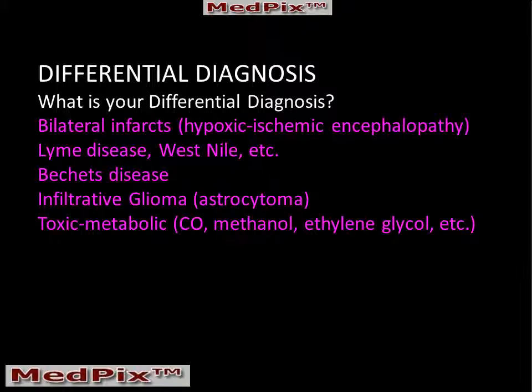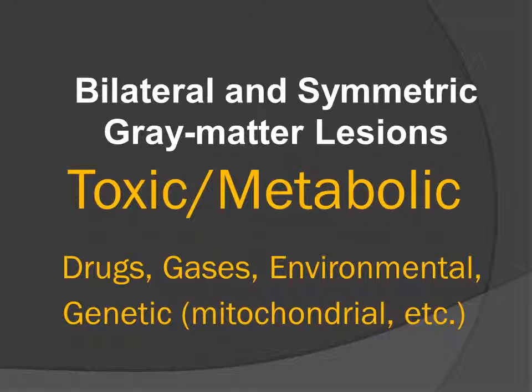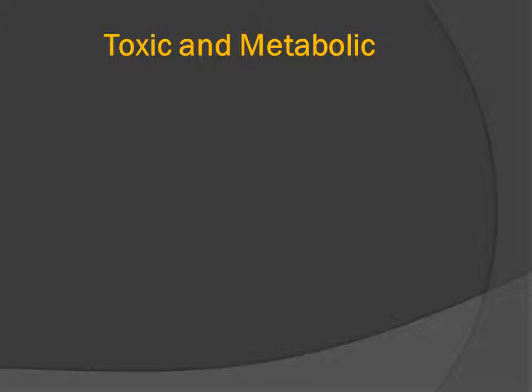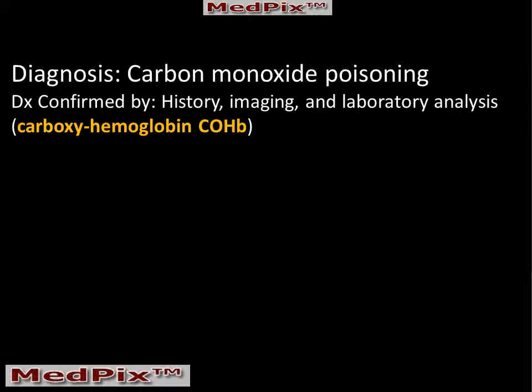What is the differential diagnosis for this? They could be infarcts, it could be viral disease, it could be inflammatory vasculitis, it could be a neoplasm, but the pattern of bilateral abnormalities that are symmetric involving the gray matter should strongly suggest a toxic or metabolic process. Toxic and metabolic diseases may be intrinsic or they may be extrinsic due to exposures. The localization in the medial lenticular nucleus or globus pallidus is strongly suggestive of carbon monoxide intoxication, which was confirmed in this patient by carboxyhemoglobin levels in the patient's blood.